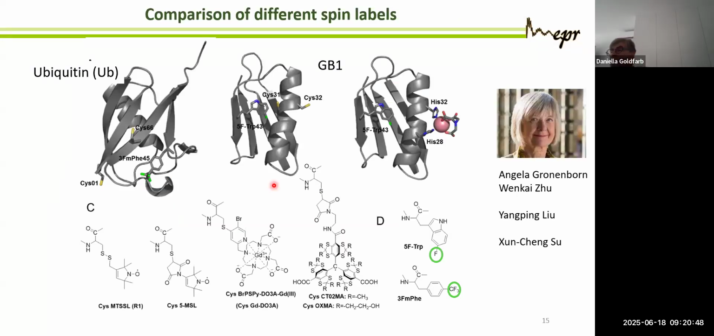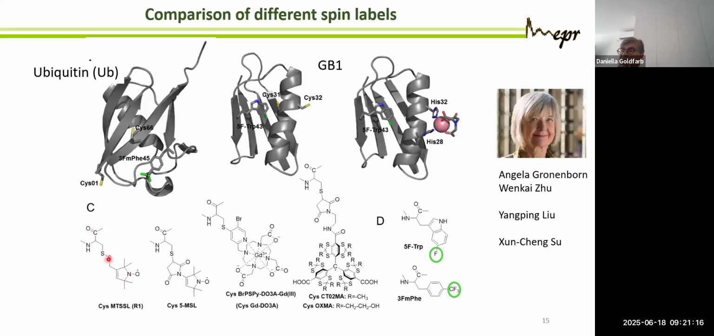Okay, so let's start by comparing different types of spin label. This is work that was done in collaboration with Angela and Venkai, who made all the protein with the fluorine, and Yang Ping, who gave us the trityl, and Su Cheng, who we work with and who gave us the gadolinium. So we have here several spin labels.